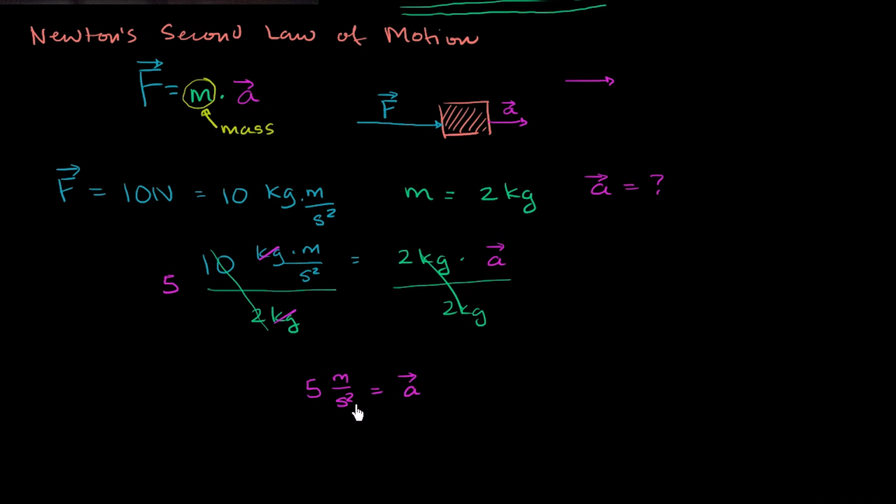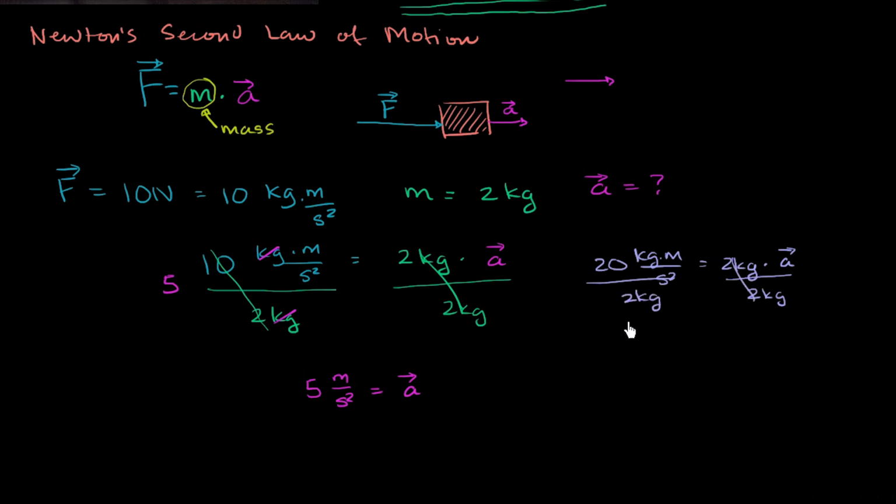Now, just for fun, what happens if I double that force? Well, then I have 20 newtons. Well, I'll actually work it out. Then I have 20 kilogram meters per second squared is equal to 2 kilograms times the acceleration. Divide both sides by 2 kilograms.